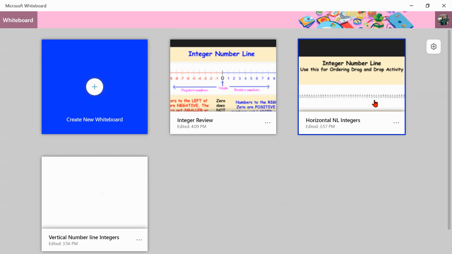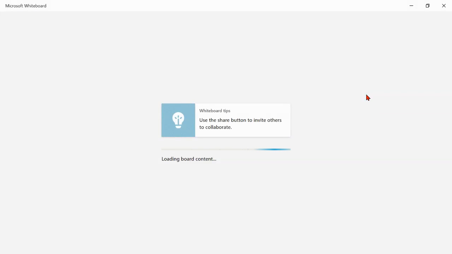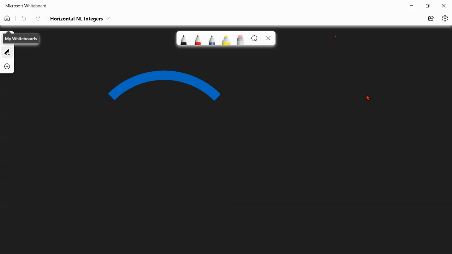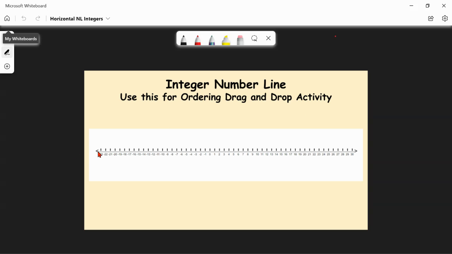We are going to look at two kinds of number lines. The horizontal number line. Horizontal just means the X line. It's straight across. Well, it's taken forever to come up. Not sure why. Give it a second here. There we go. So it's horizontal because it goes across.